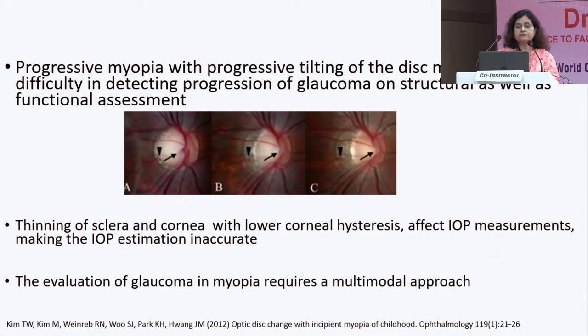Also, progression is difficult to detect because the myopia will also progress, and with progressive tilting of the disc, it leads to difficulty in detecting whether the progression is because of myopia or because of glaucoma. Intraocular pressure measurement is also not accurate because of the thinning of sclera and cornea, which will alter corneal hysteresis. So the evaluation of glaucoma in myopia requires a multimodal approach.